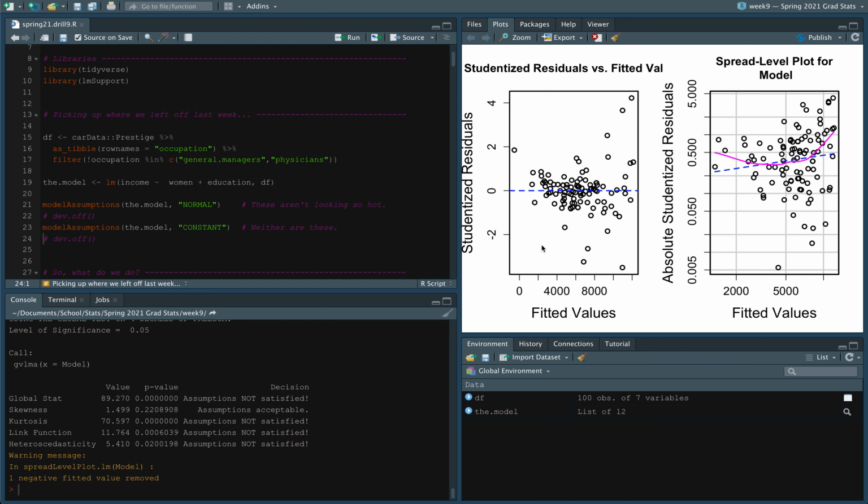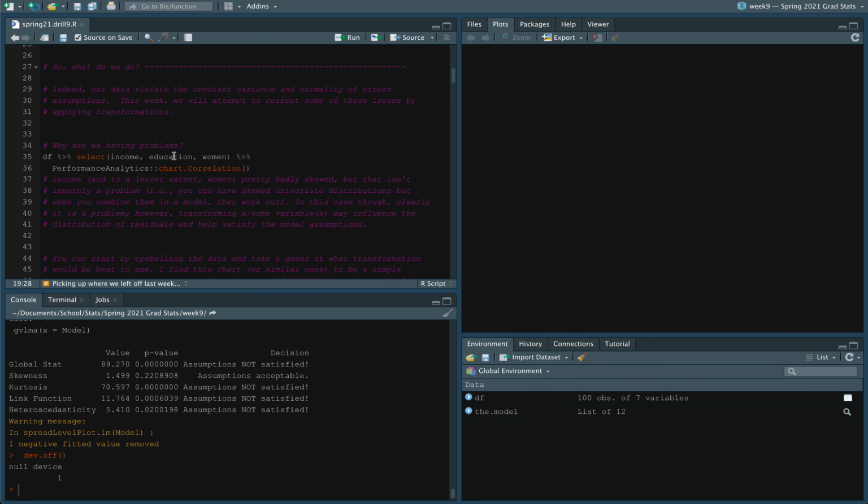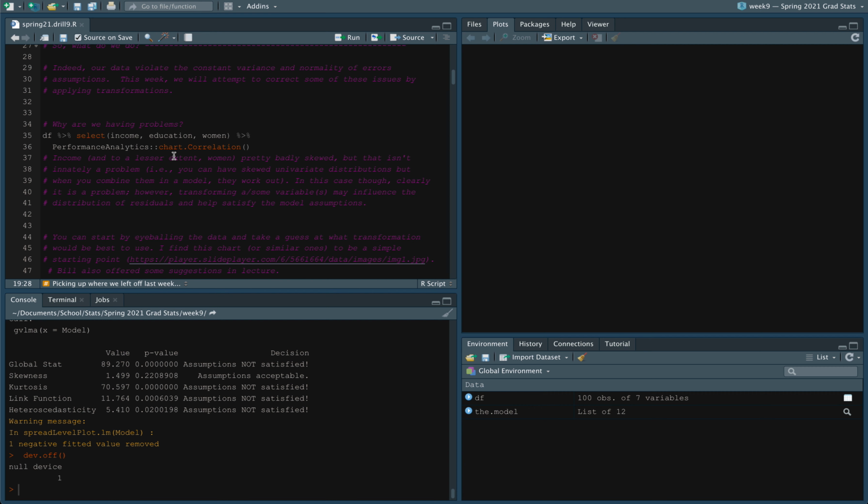That tells you that you don't have constant variance, because here the variance is like this, and then as you move to the right, that variance gets bigger. So that's how you know that you don't have constant variance. Those assumptions aren't looking so hot. So what do we do? Well, we can try applying some transformations to this model.